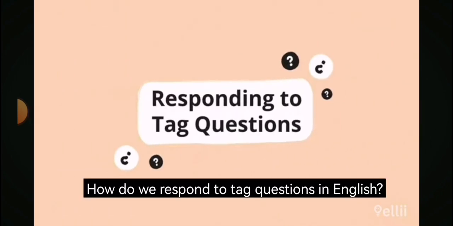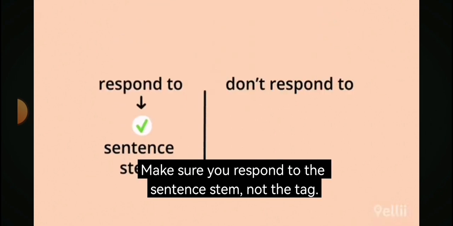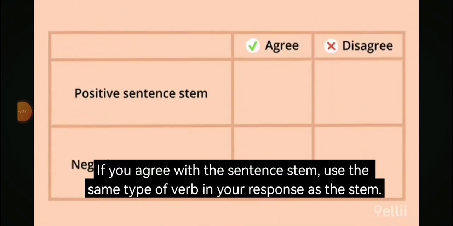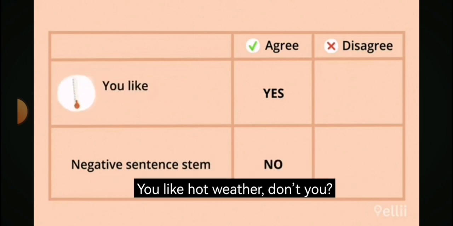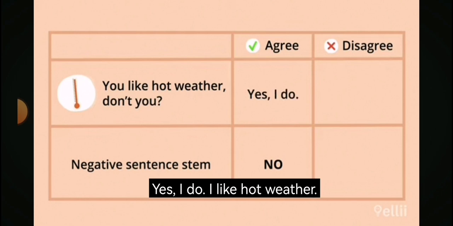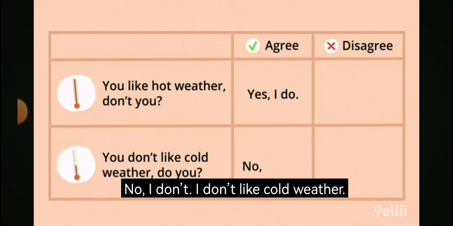How do we respond to tag questions in English? Make sure you respond to the sentence stem, not the tag. If you agree with the sentence stem, use the same type of verb in your response as the stem. Respond with yes for a positive sentence and no for a negative sentence. For example, "You like hot weather, don't you?" "Yes, I do. I like hot weather." "You don't like cold weather, do you?" "No, I don't. I don't like cold weather."